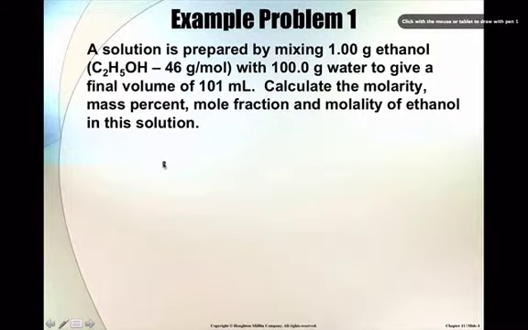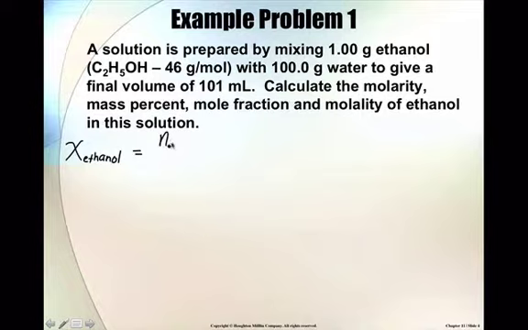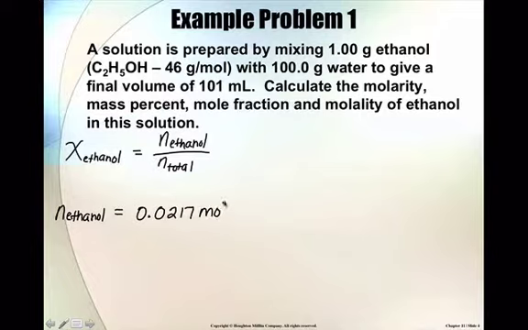All right, continuing on. So we've done molarity, mass percent, now we're going to do mole fraction. So the mole fraction of ethanol is equal to the moles of ethanol divided by your total moles. So again, I'm going to have to figure out how much ethanol I have in moles. And we already did that for the molarity calculation, so I'm just going to recopy that down. So we had 0.0217 moles of ethanol. And then the other thing I need to figure out is my moles of water, because I need to be able to add them up to find the total moles.